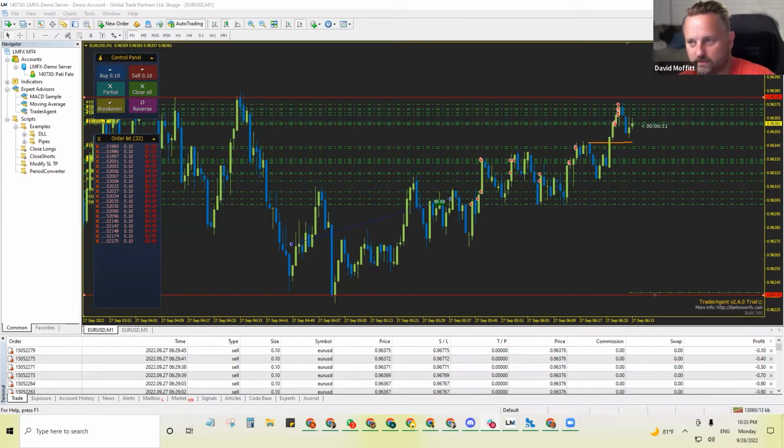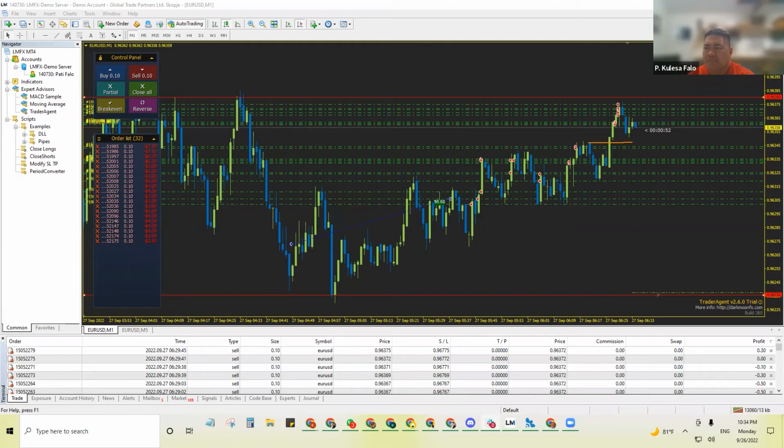I don't know why MT4 still has the sound effects. Like the 90s called and wants their sound effects back. It's paint and dry.